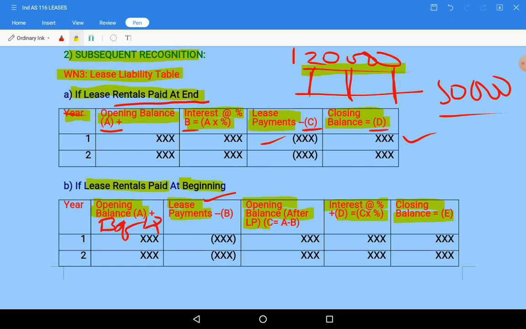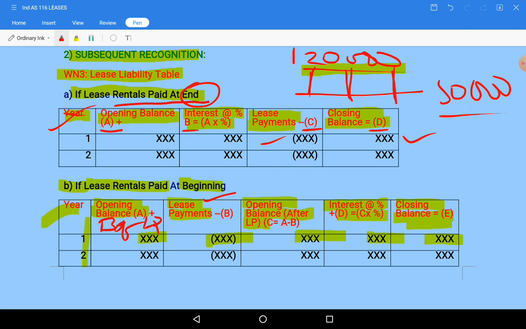We need to add interest, then you will get the closing balance. Like this, how many years the lease term will be there, each year we need to spread the values. If it is at the beginning, we will do as per this table. If it is at the end of the period, we will do as per this table.